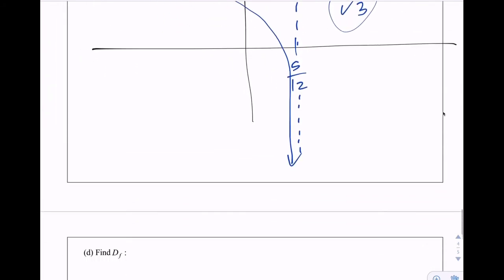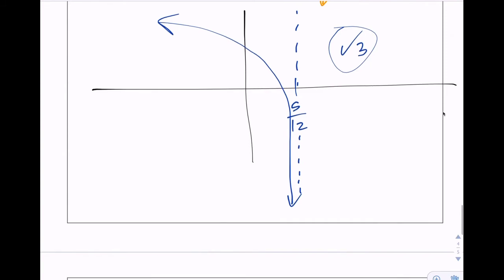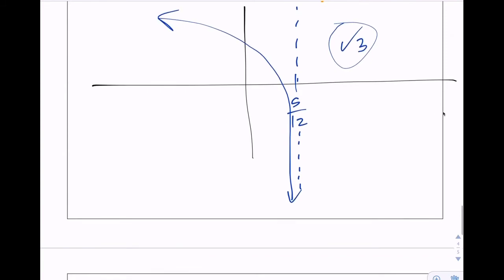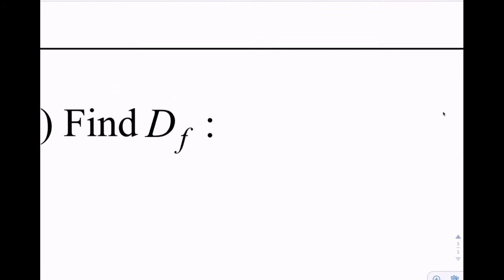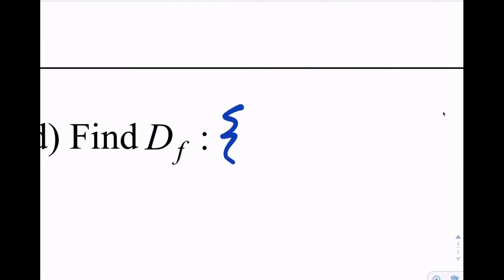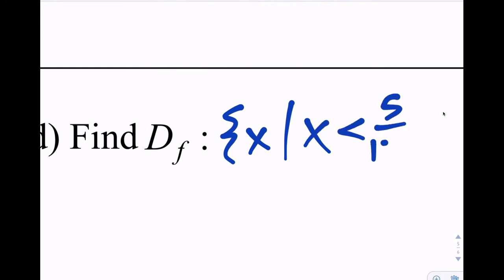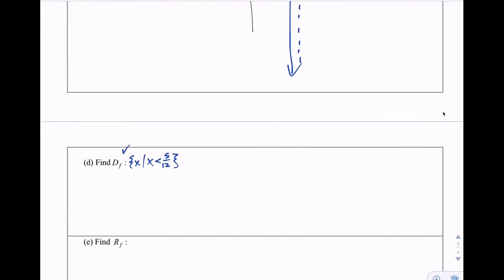Find the domain. Well, the domain is what? Everything to the left of 5/12. So here's where your notation came in. Some people use the D sub f that I gave you, which is fine. It would be the set of all x then, such that x is strictly less than 5/12. And that was the fourth check.